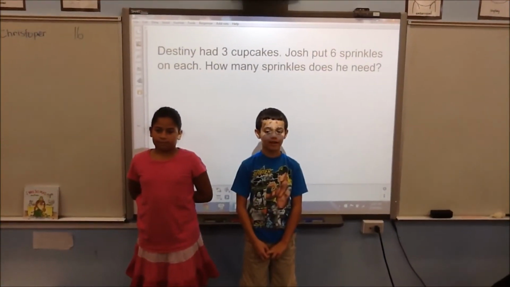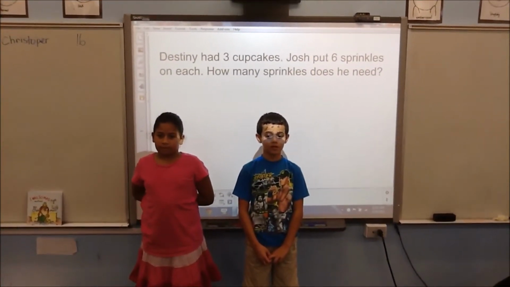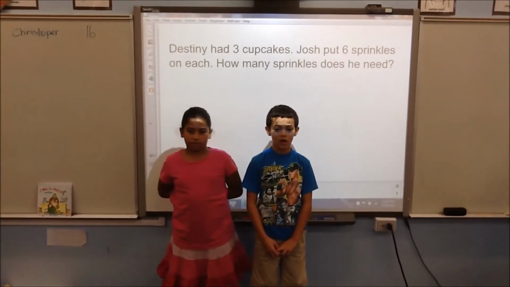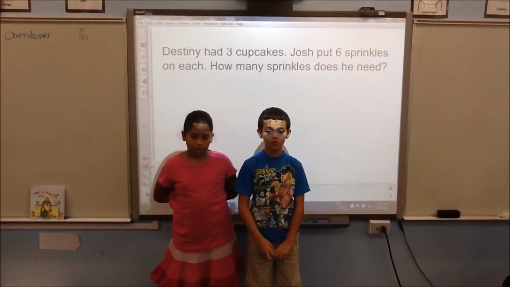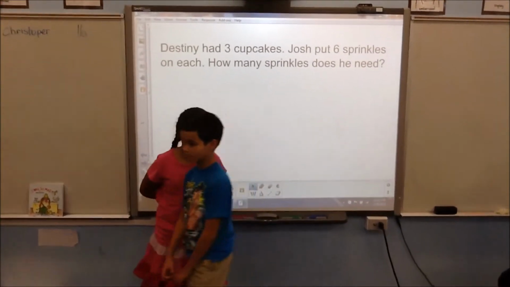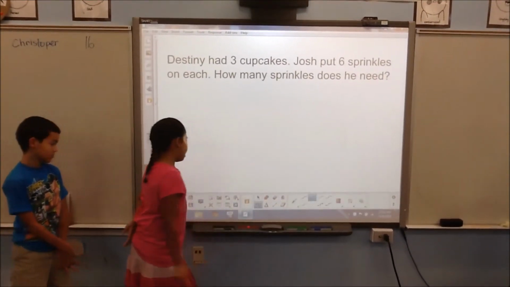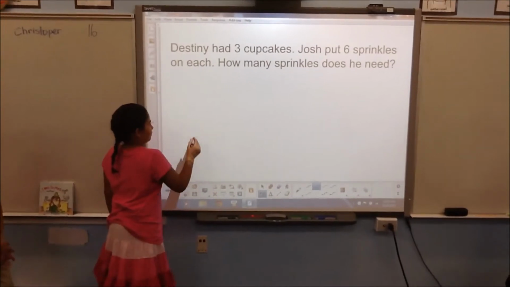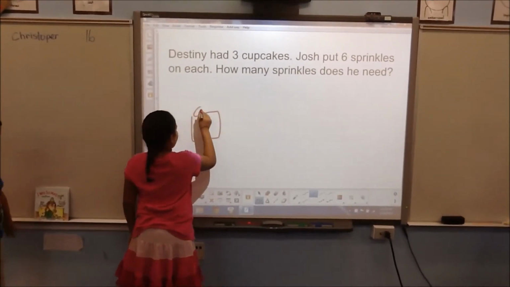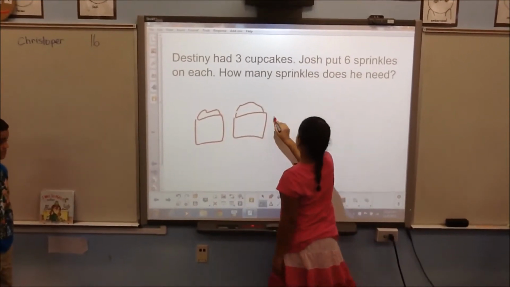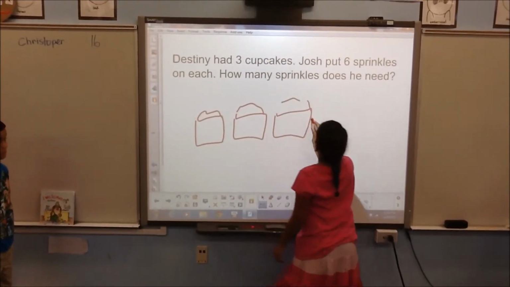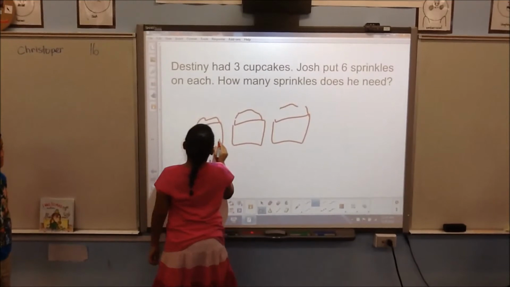Had 3 cupcakes. Josh put 6 sprinkles on each. How many sprinkles do we need? We are going to draw all 3 cupcakes. 1, 2, 3. Now we are going to put 6 on each.